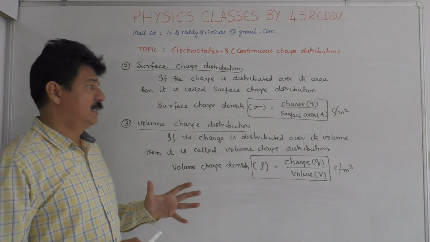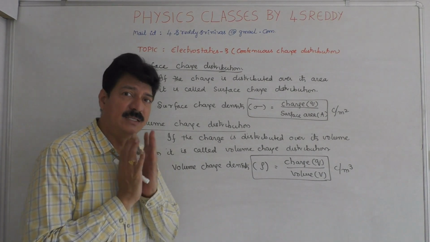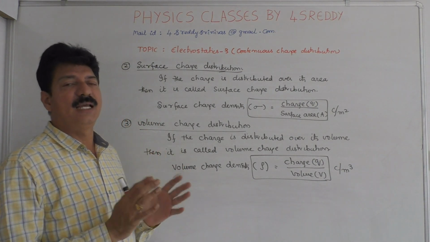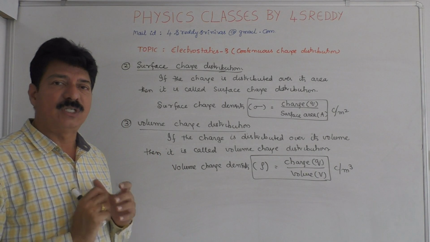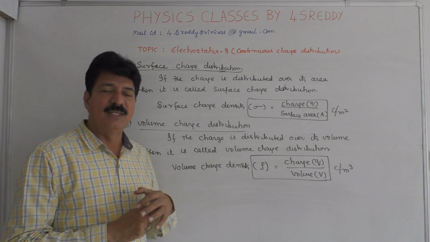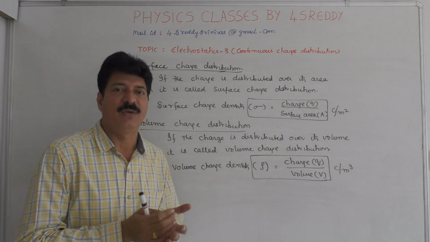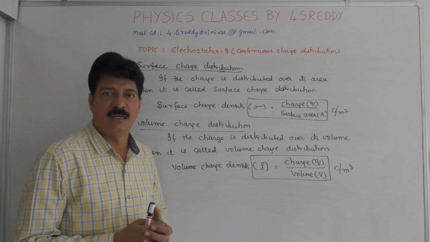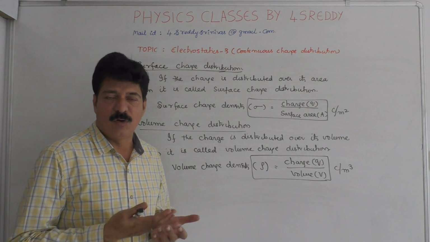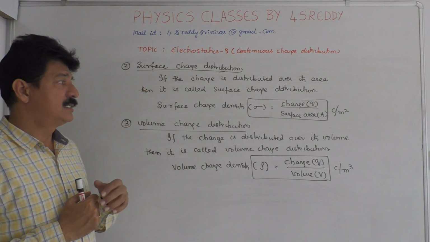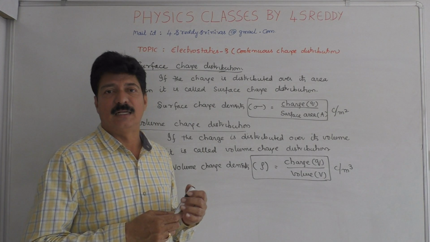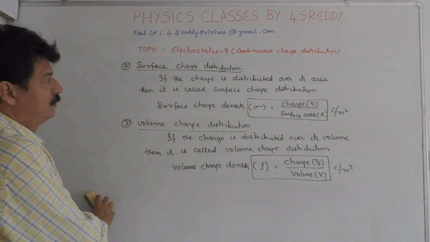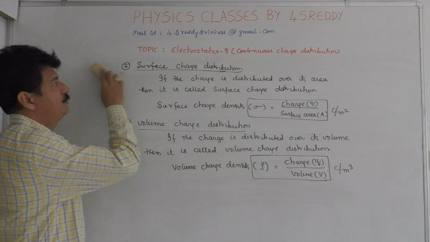So, there are three types of charge distribution. Suppose you have a three-dimensional object and the charge is distributed over its volume, then we have to consider volume charge distribution. If the charge is distributed over its surface, that is a plane object like a thin disk, then we have to consider the surface charge density. So these are the three types of charge distribution.